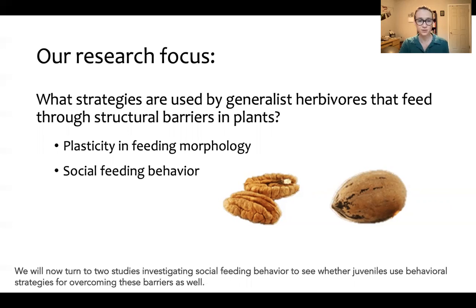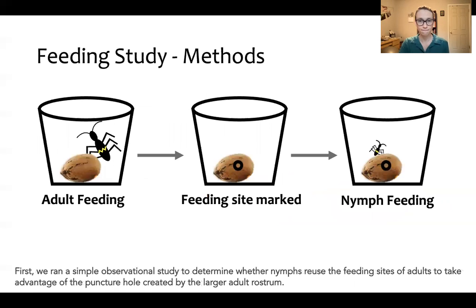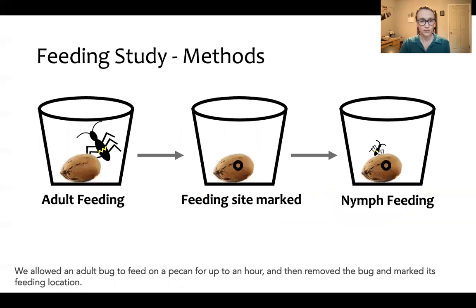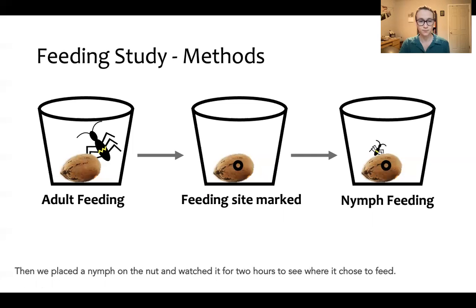We will now turn to 2 studies investigating social feeding behavior to see whether juveniles use behavioral strategies for overcoming these barriers as well. First, we ran a simple observational study to determine whether nymphs reuse the feeding sites of adults to take advantage of the puncture hole created by the larger adult rostrum. We allowed an adult bug to feed on a pecan for up to an hour, and then removed the bug and marked its feeding location.